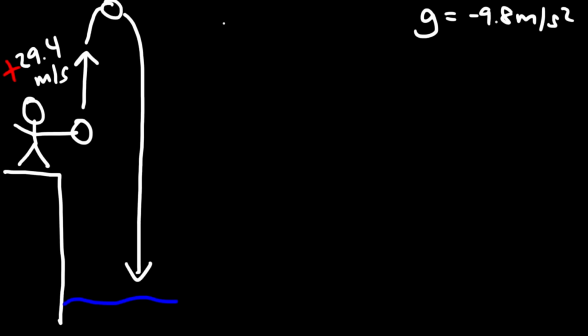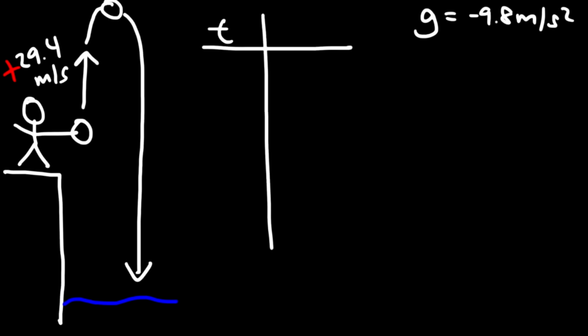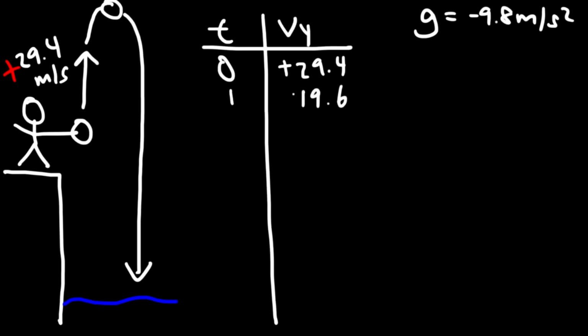So if we make a table between t and vy, we're going to get the following values. So at t equals 0, that is initially, the vertical velocity is positive 29.4. Now the acceleration tells us how fast or how much the velocity changes every second. So 1 second later, it's going to decrease by 9.8. So 29.4 minus 9.8 will give us 19.6. So 1 second later, it's going to be positive 19.6.